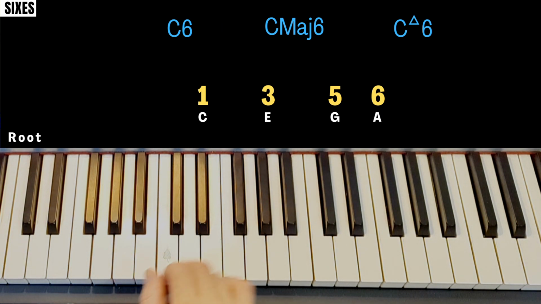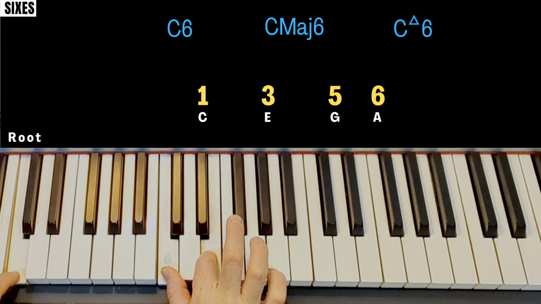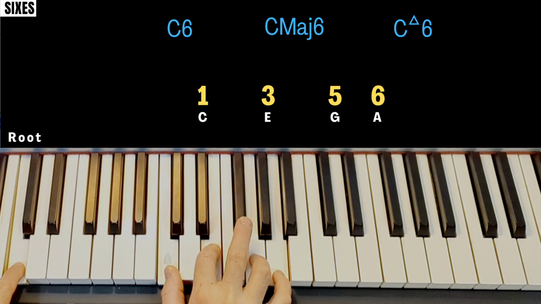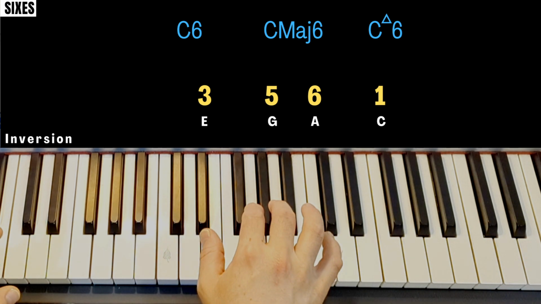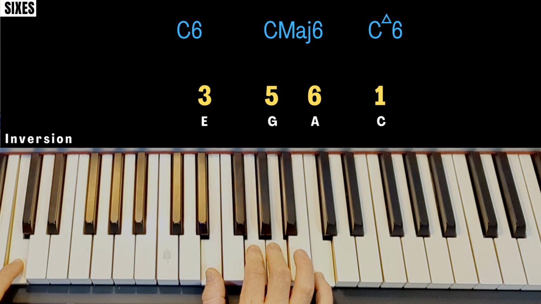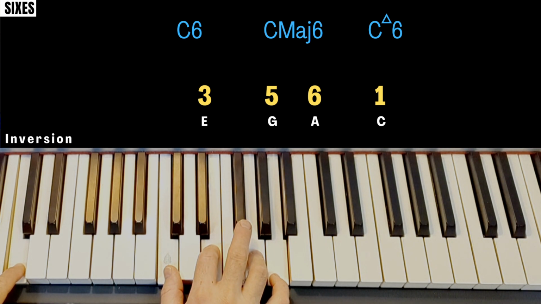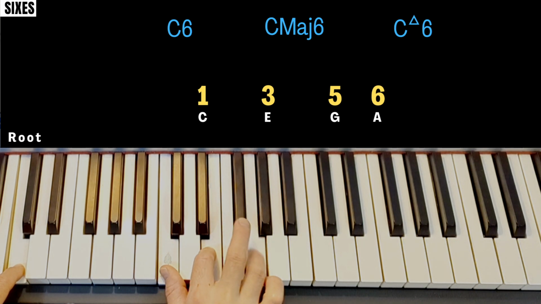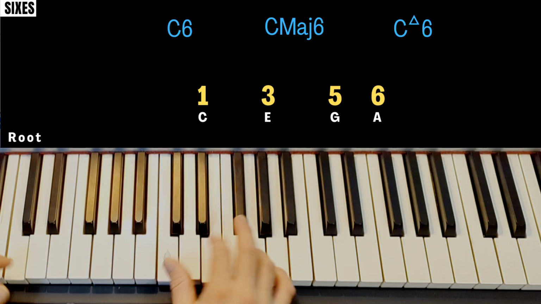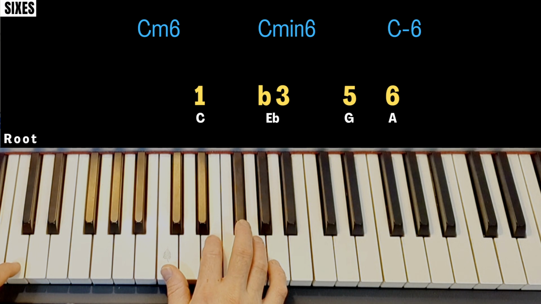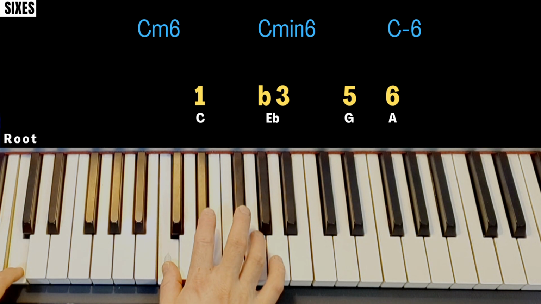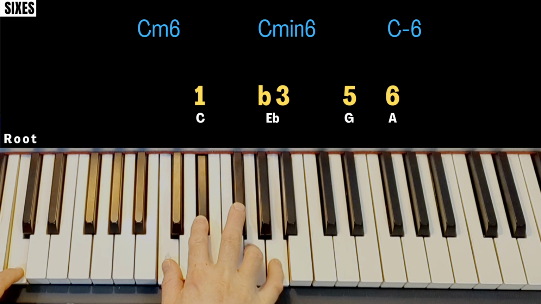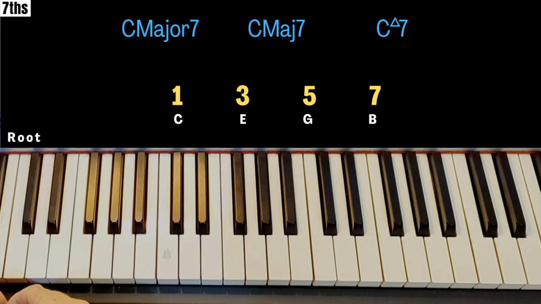Next up, we have the C6, root, third, fifth, and the sixth. Sometimes I like to do the first inversion of that one, but again, it just depends on the context of where it fits. Root, third, fifth, sixth. Now we can also have a minor 6, so it's just changing this third to a flat third. Root, flat third, fifth, sixth. And that brings us to 7th chords.